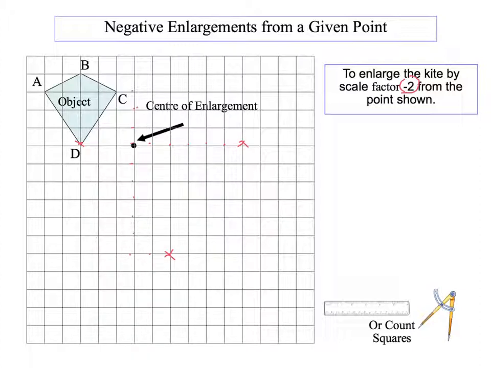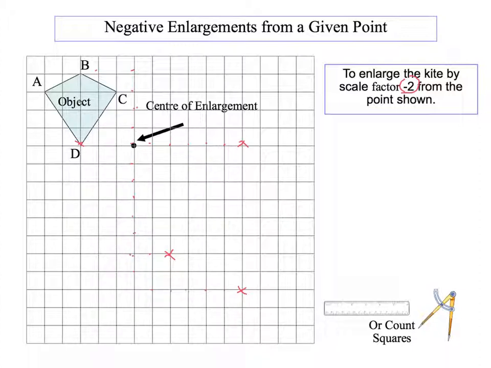Let's try B. 4 up, 3 to the left. So that's 4 up, so that must be 8 down. 1, 2, 3, 4, 5, 6, 7, 8 down. And not 3 to the left, but 6 to the right. It's in line with D, that's what I want.